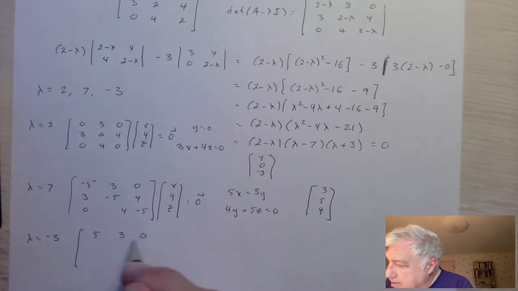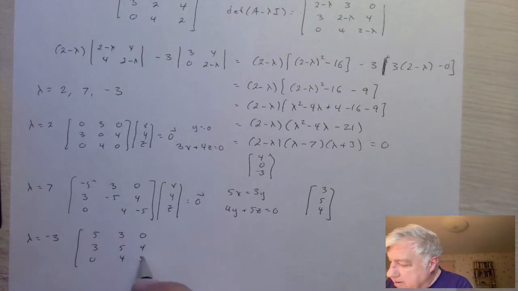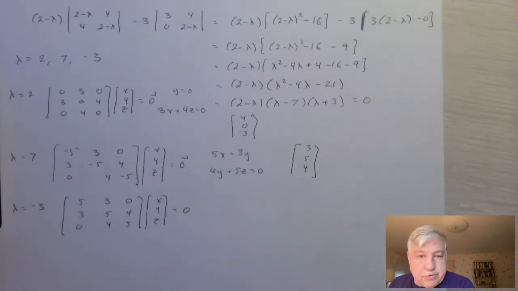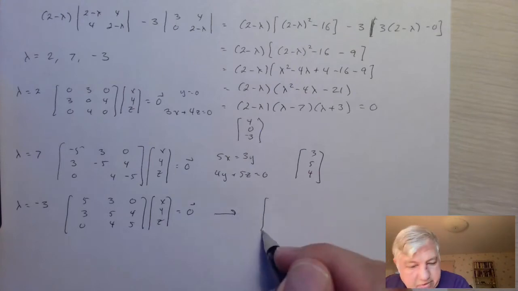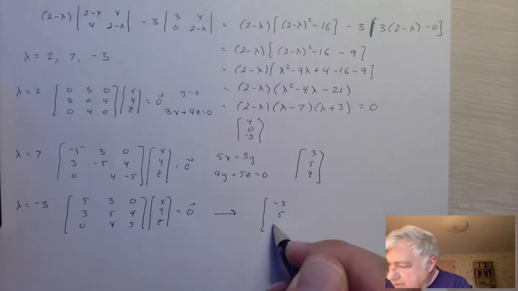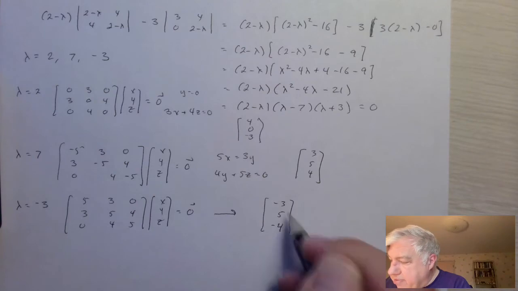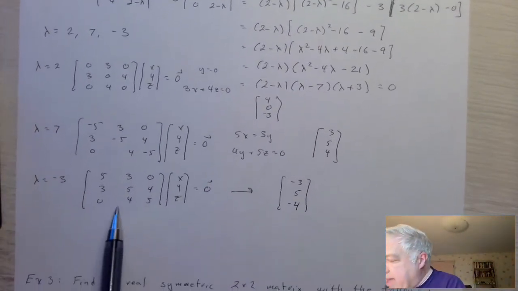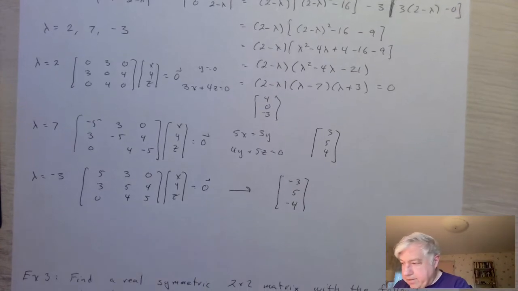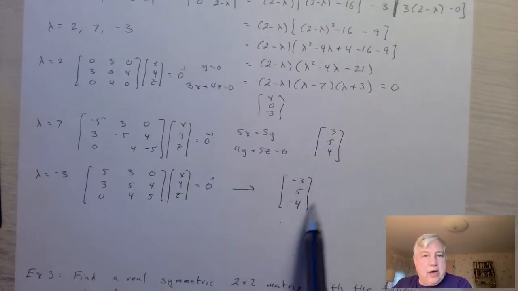Then I'm going to let you check that when lambda equals -3, our matrix is (5, 3, 0), (3, 5, 4), (0, 4, 5) times (x, y, z) equals 0. I'll let you check that the other eigenvector is (-3, 5, -4). Hopefully you can check that that works out okay. So these are our three eigenvectors.